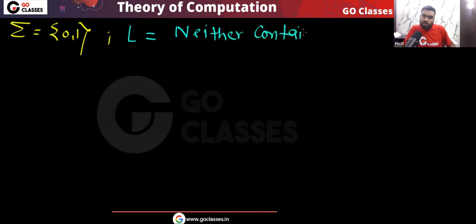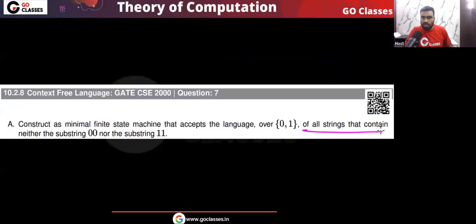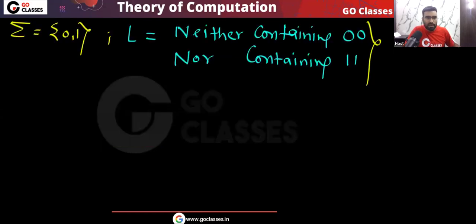Can you tell me which type of strings will be there in the language? Anyone want to suggest? All strings that contain neither double zero nor double one. I don't want double zero, I don't want double one. So which type of strings will be there in the language? Very good. A student is saying alternating 0, 1. That's very good, excellent.